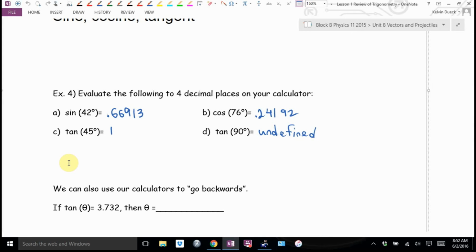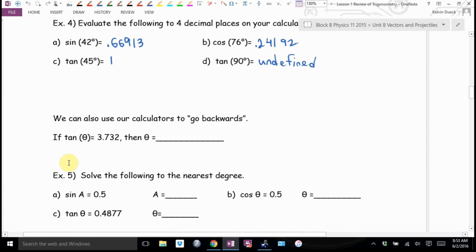If I tell you the sine or the cosine or the tangent, your calculator can give you the angle. We can go backwards. So if the tangent of mystery angle theta, we typically use the Greek letter theta as a variable for an angle. It's sort of shorthand. If I see an x and a y, I think maybe it's from a graph. If I see an A, B, and C, I think maybe it's from Pythagoras. If I see a theta, I think maybe it's from a triangle.